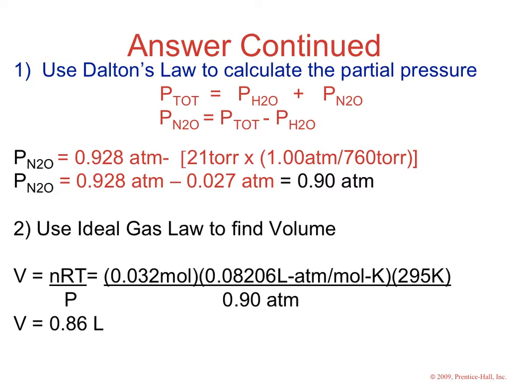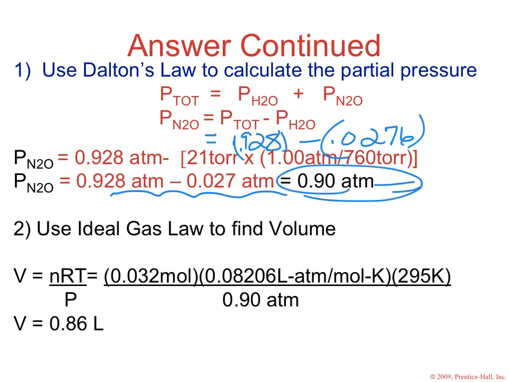All right, so pressure of N2O, we just said the atmospheric pressure is 0.928 atmosphere, and the pressure of water, once we converted it into atmospheres, is 0.0276. And when we go ahead and do that, we get that the partial pressure of N2O is 0.90 atmospheres. So you might think, okay, I figured that out, I'm done. You're not really, because if you go back to the question, it asks you not what the pressure of N2O is, but what the volume of N2O is.